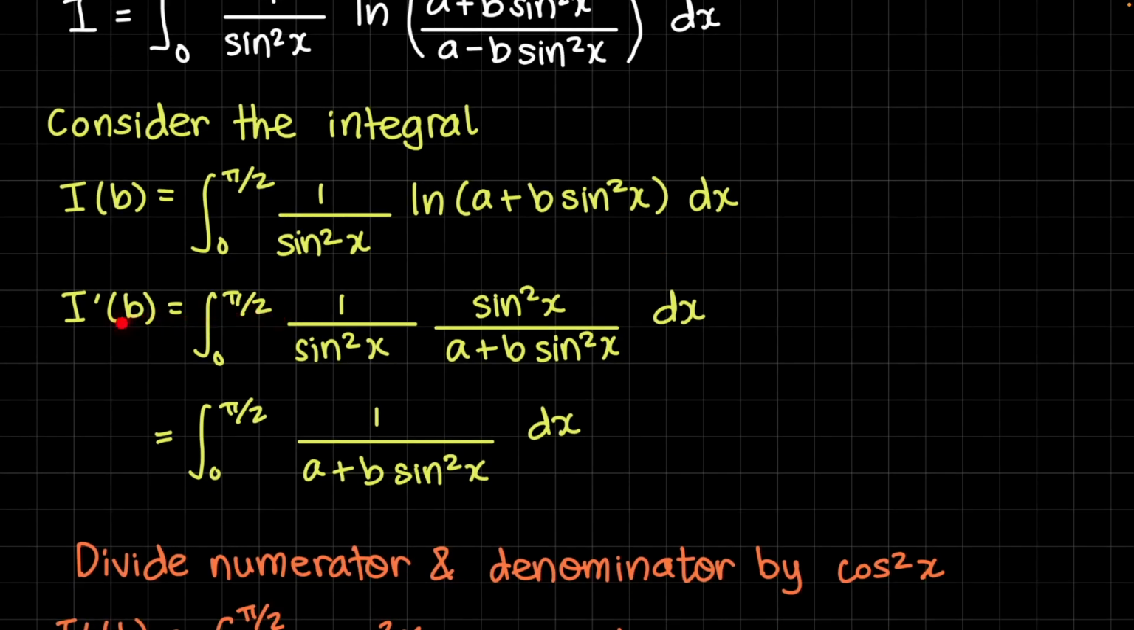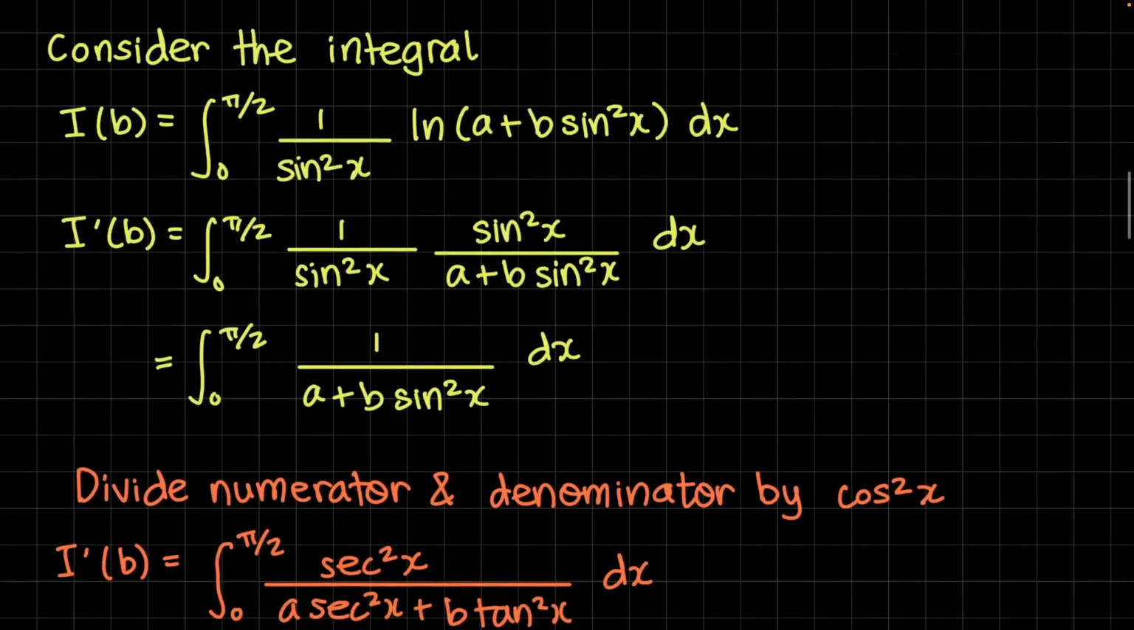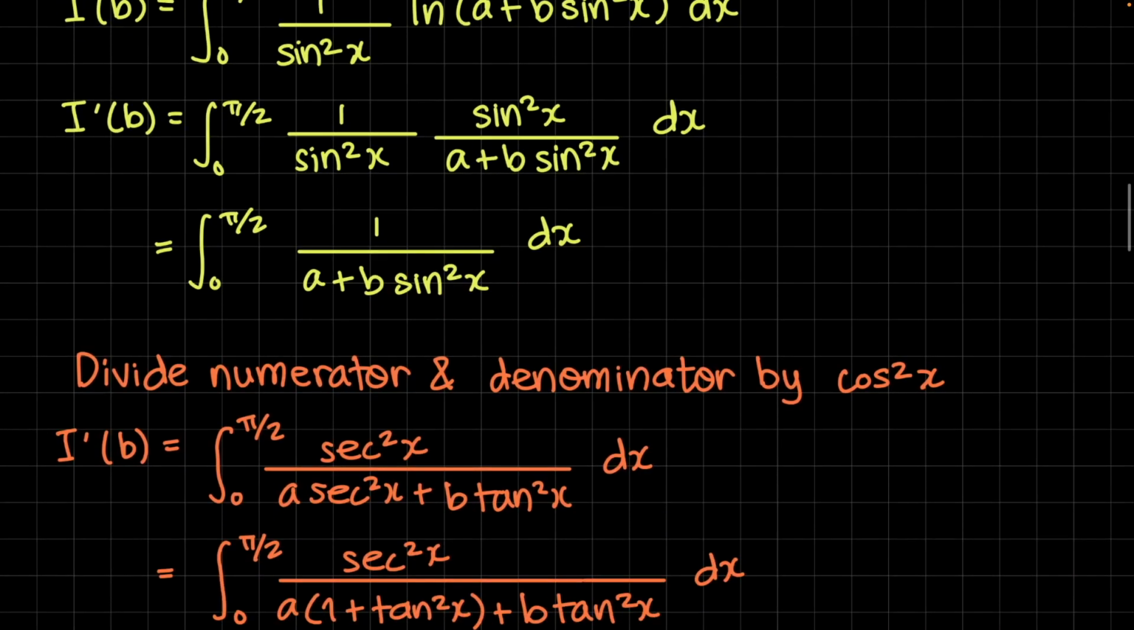Okay, so I prime of b is the integral from 0 to pi over 2 of 1 over sine squared x. We get a sine squared from the chain rule, over 1 over a plus b sine squared x dx. The sine squareds cancel and we have the integral from 0 to pi over 2 of 1 over a plus b sine squared x dx.